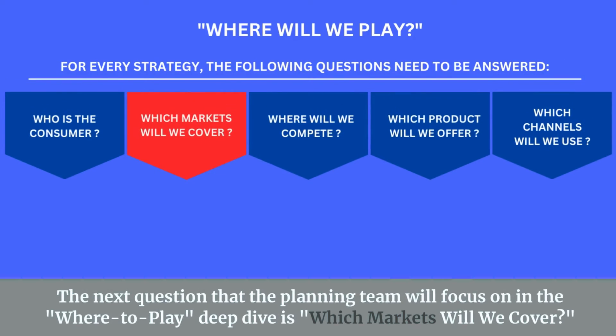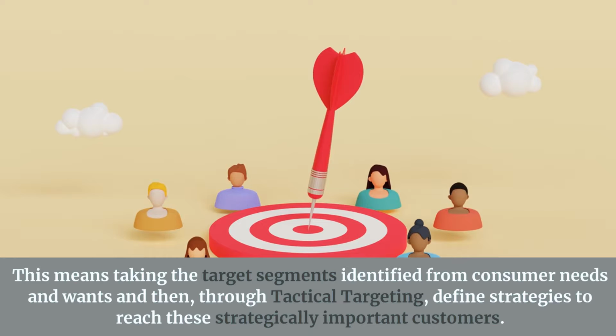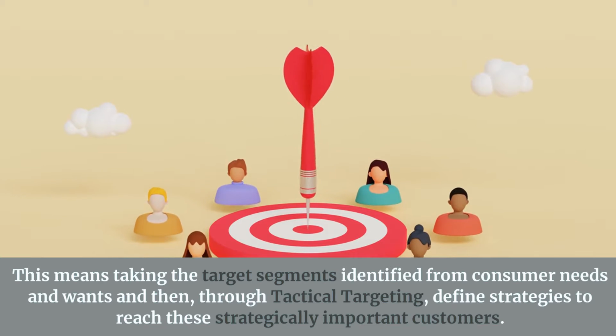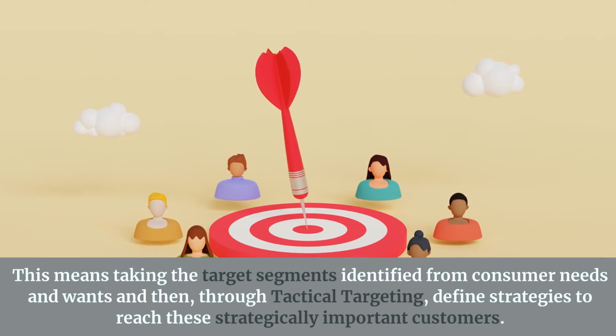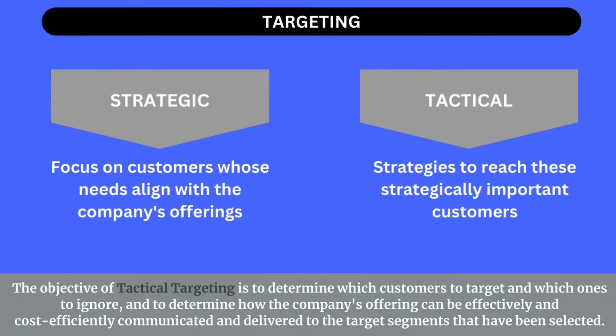The next question that the planning team will focus on in the "Where to Play" deep dive is, which markets will we cover? This means taking the target segments identified from consumer needs and wants and then, through tactical targeting, define strategies to reach these strategically important customers. The objective of tactical targeting is to determine which customers to target and which ones to ignore, and to determine how the company's offering can be effectively and cost-efficiently communicated and delivered to the target segments that have been selected.